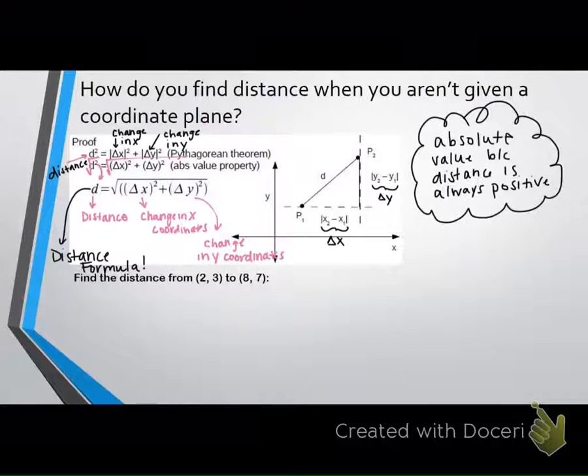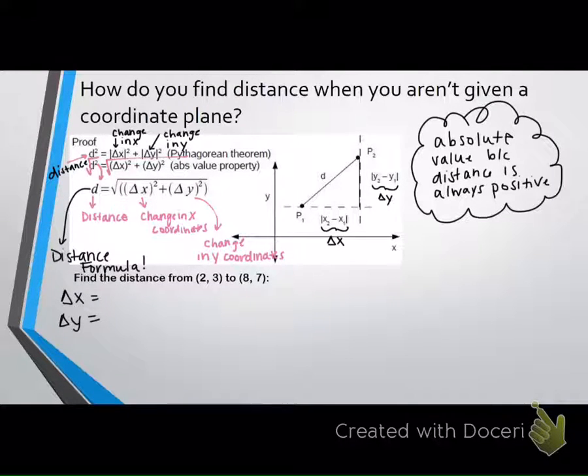So we're going to find the distance from (2, 3) to (8, 7) using the distance formula. To do that, the first thing I would do is determine your change in y's and your change in x's. I would write this down. I know it's more work, but it will help you in the end. I know you guys hate when it's more work.